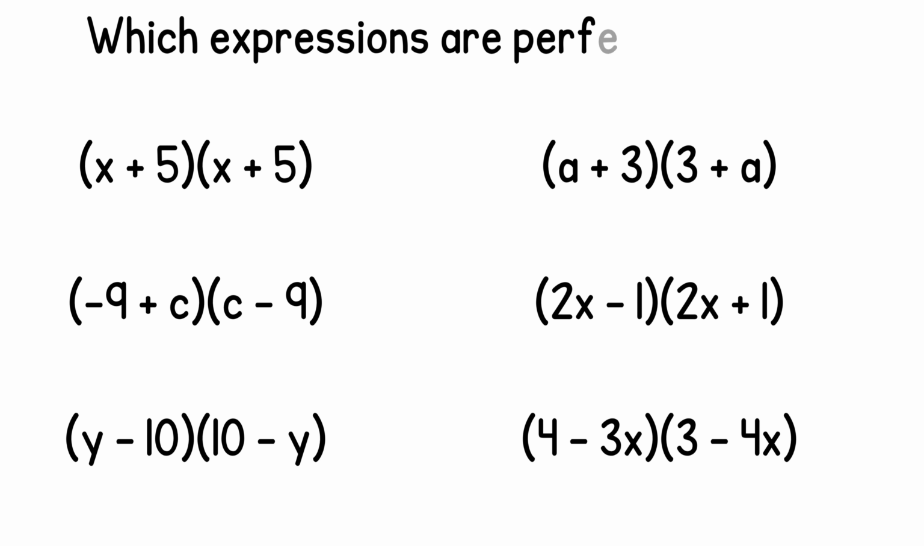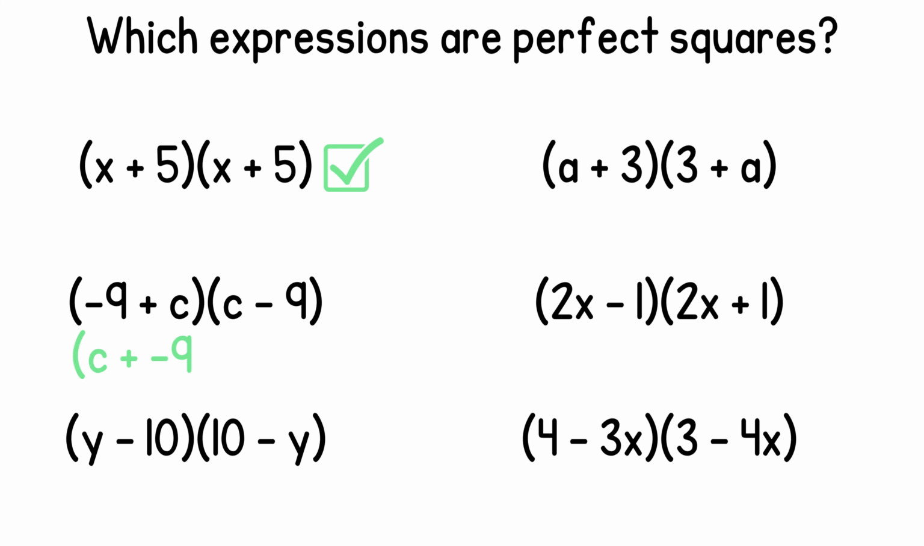Now we're going to decide which expressions are perfect squares. For it to be a perfect square, we just need to have the same value in each parenthesis. If we look at the first one, both parentheses say x plus 5. So this is a perfect square. Now let's look at the one below it. We can rewrite negative 9 plus c as c plus negative 9 by just switching the order. If we add a negative, it's the same as subtracting. So now we can see that both of the parentheses are exactly the same. So this is a perfect square.